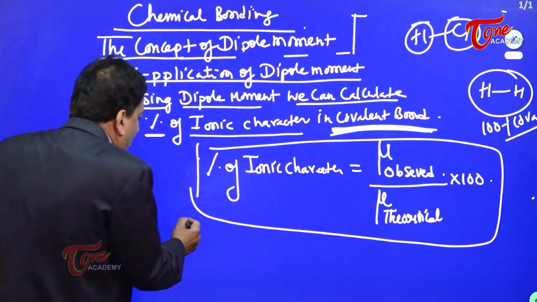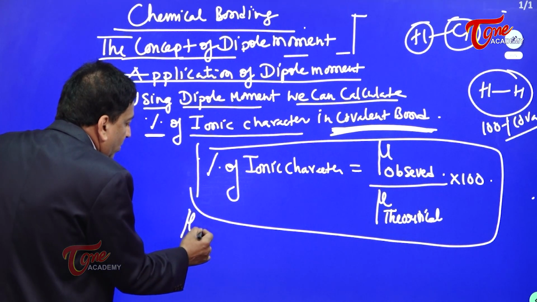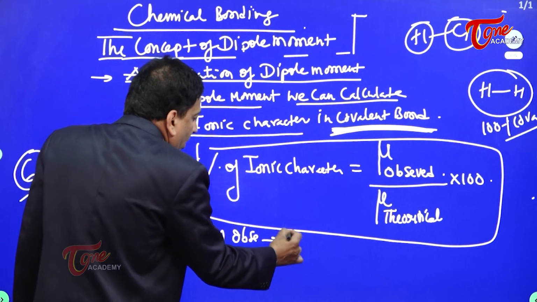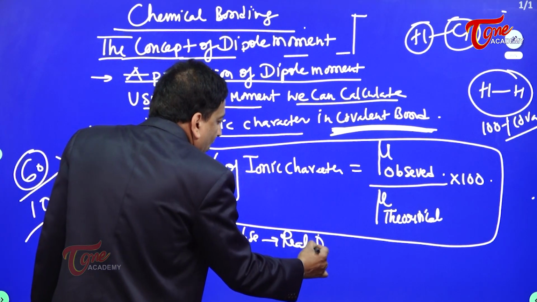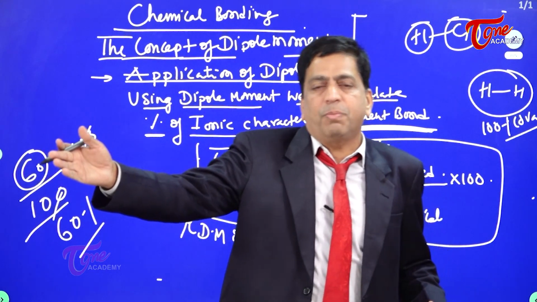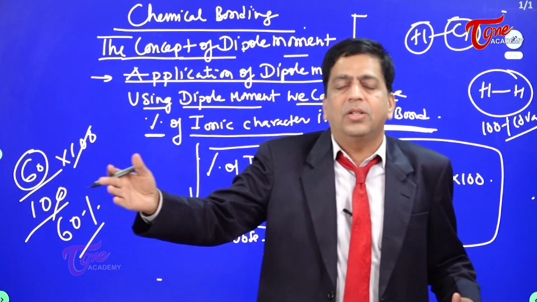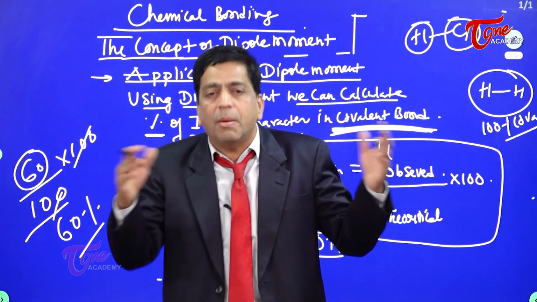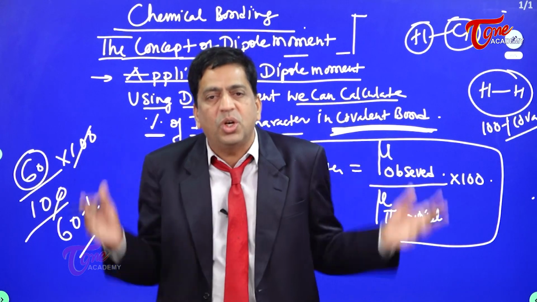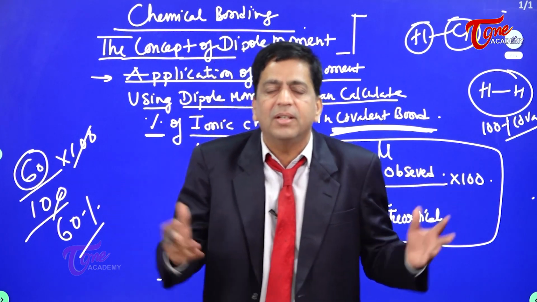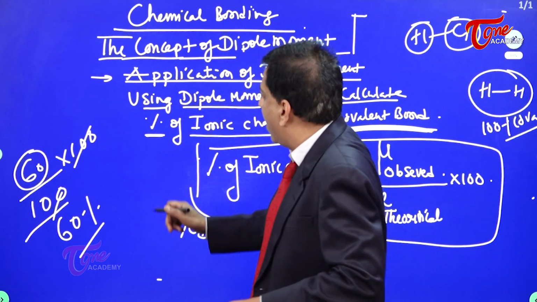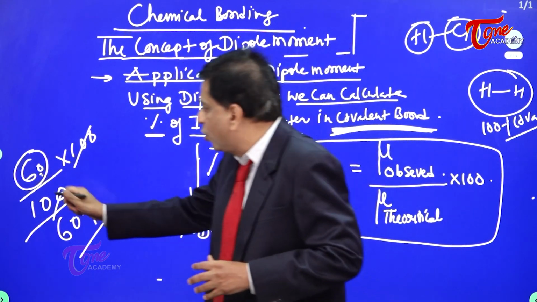Mu observed is basically the dipole moment observed, meaning it is the real dipole moment, which you actually get through your experiments. It is a determined mu. That is a real dipole moment. That is the observed dipole moment in a molecule. It's something like the marks which you got.